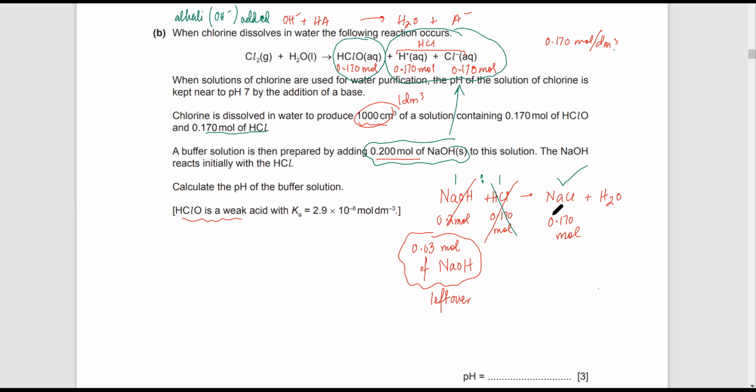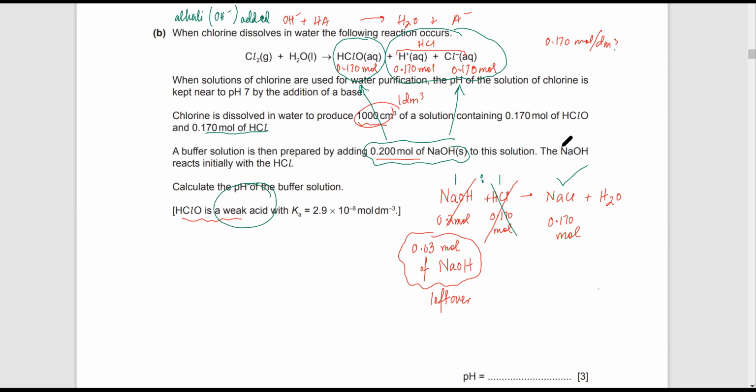But the question doesn't end over here. The NaOH would not just react with HCl. It would also go and react with the weak acid, which is HClO. They've already told you that it's a weak acid. I was just assuming that it was reacting with HCl first.